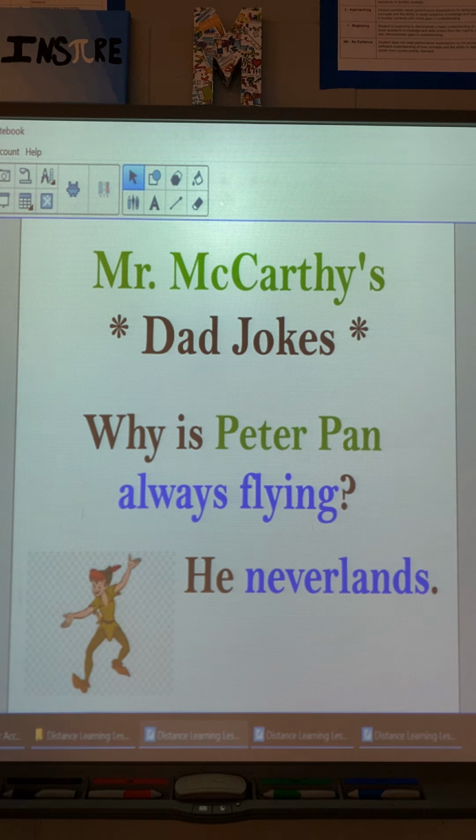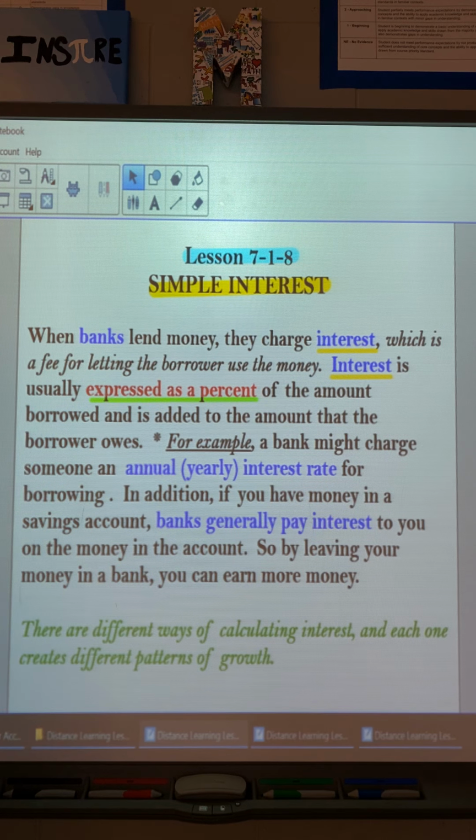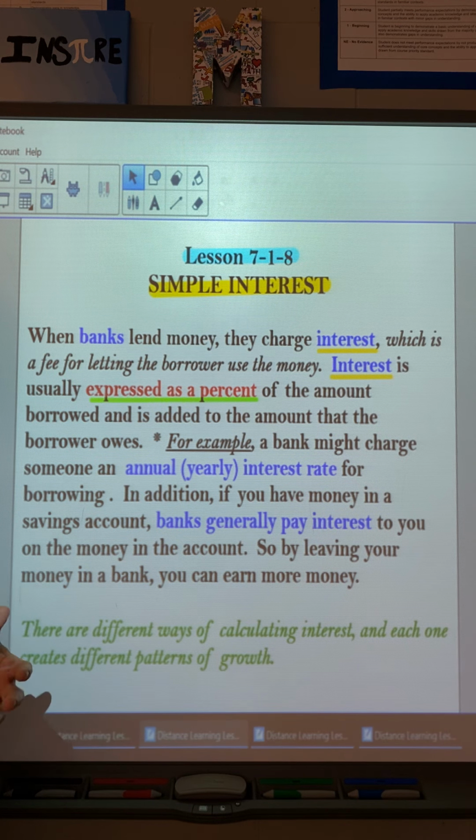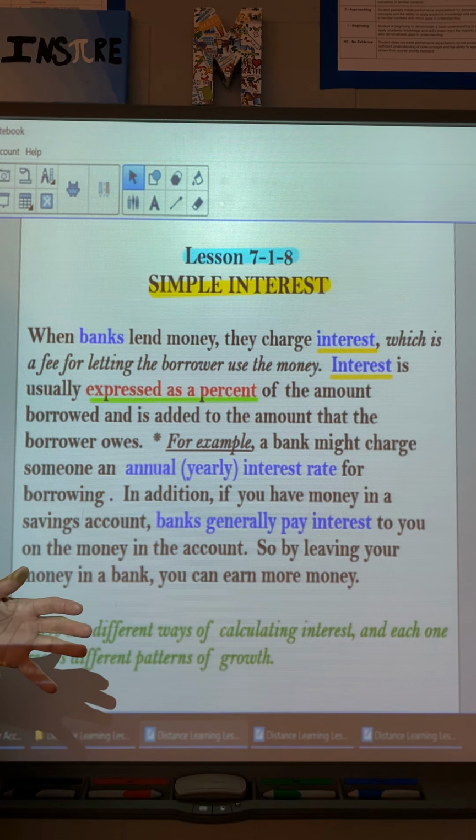Okay, so let's get started. Today we're talking about simple interest. One of the big things that we try to teach you here is the basics of a bank and the math that goes around it. Now there's other things out there called compound interest and other accounts. We're just talking about the basics today.